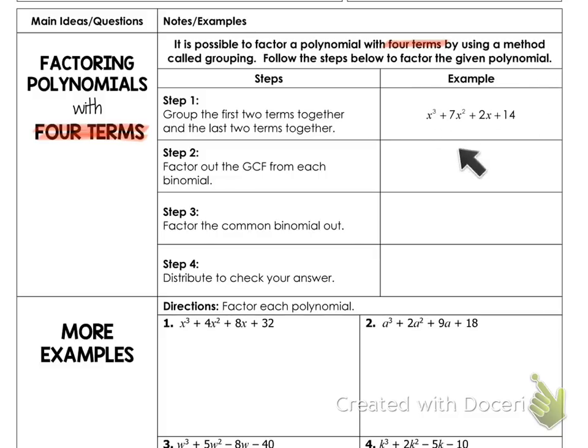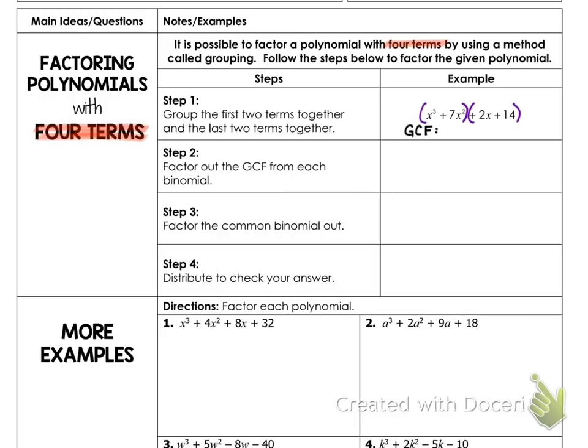This is really similar to how we would group when we factored when a was not equal to 1. So you're going to kind of see the pattern here. So the first thing we do is wrap the first 2 in parentheses and wrap the last 2 in parentheses. So we're going to group these 2. It says group the first 2 terms and the last 2 terms together. Then step 2 says factor out the GCF from each binomial.